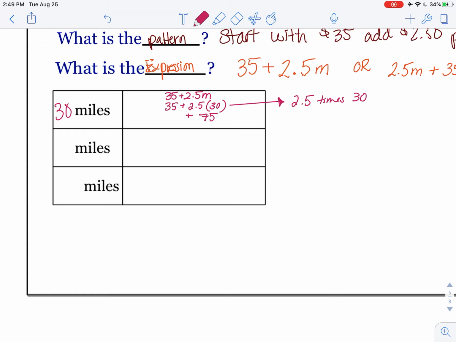That $75 represents how much money I'm paying for my miles. But now I still have to add my $35 for the truck rental. And that gives me $110. So it would cost me $110 to rent the truck for 30 miles. Why don't you try right now? You can pause the video and try on your own for 52 miles and then 264 miles.